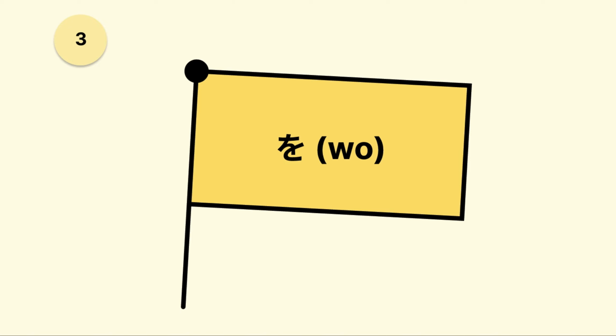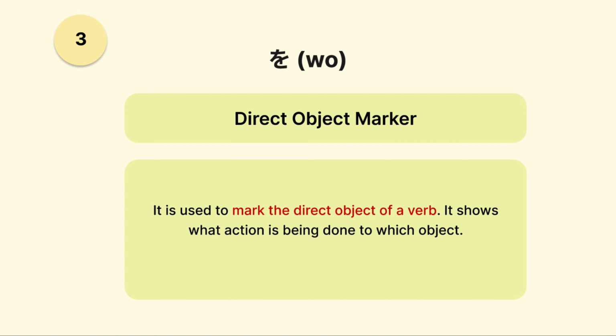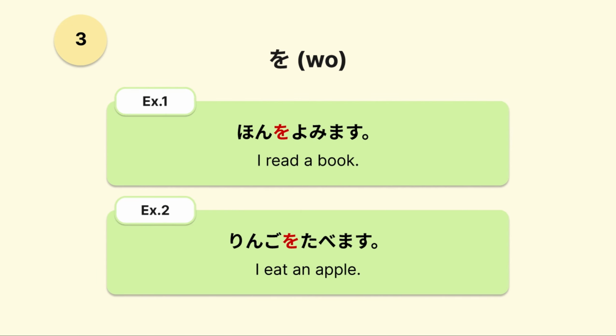Number 3. Wo is direct object marker. Wo is used to mark the direct object of a verb. It shows what action is being done to which object. For example, 本を読みます. I read a book. We explain what we read using wo, which is object marker. Example 2. リンゴを食べます. I eat an apple. Explain what we eat. We eat apple, which is リンゴを食べます.